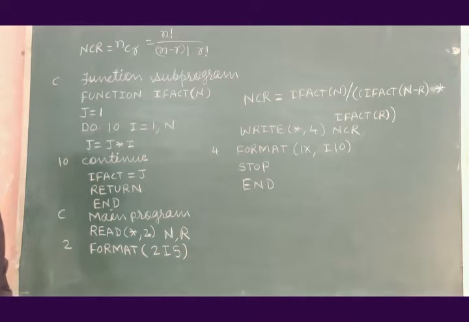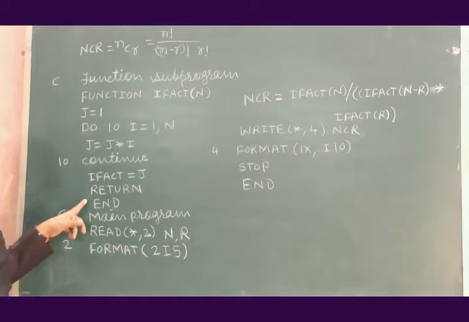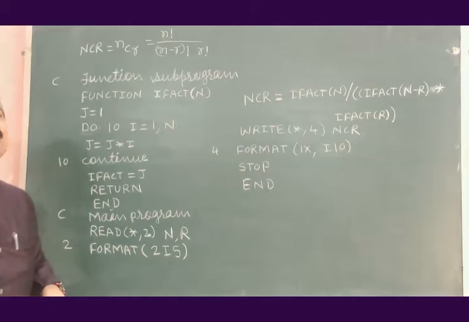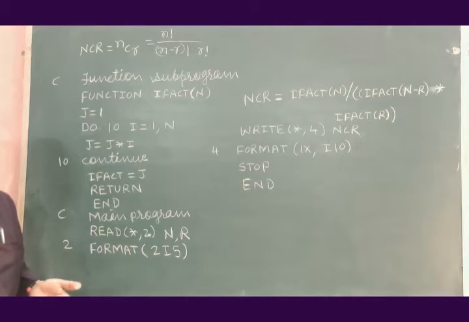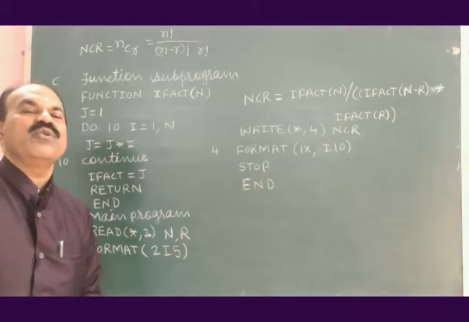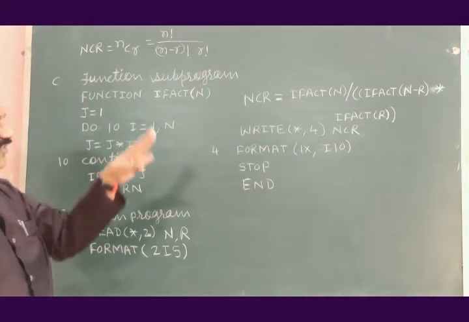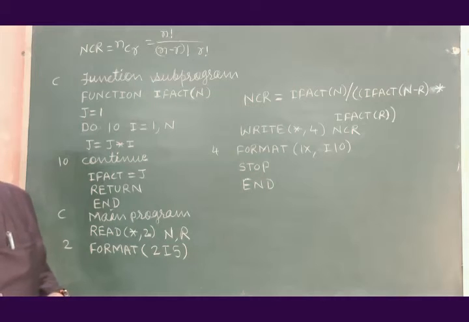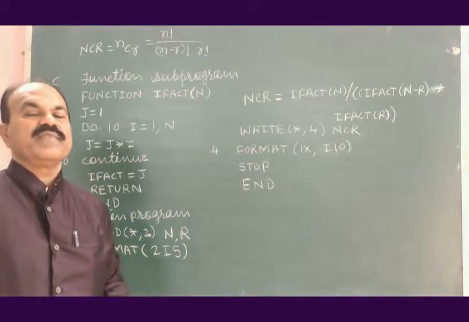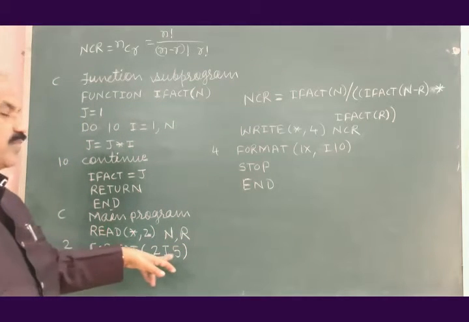What is the difference between a function subprogram and an arithmetic statement function? Return was not there, end was not there. There was only a single arithmetic expression representing the function of a single argument or two arguments or more than two arguments. Okay. So, this is the way of writing a function subprogram, which is to be utilized by some other program.